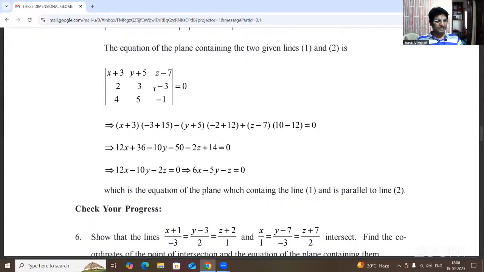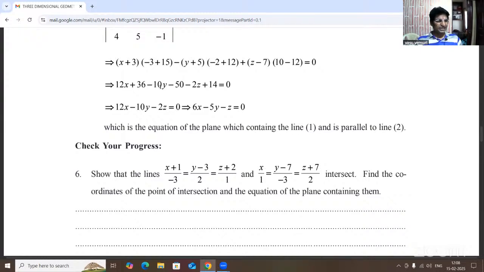So x plus 3 times (AD minus BC), with the first column absent, and the remaining part is minus 3 minus of minus 3 into 5, that is plus 15, minus of y plus 5 into, and minus of y plus 5, that is 10 minus 12. So minus 2 plus 12, plus z minus 7 into 10 minus 12 equal to 0.